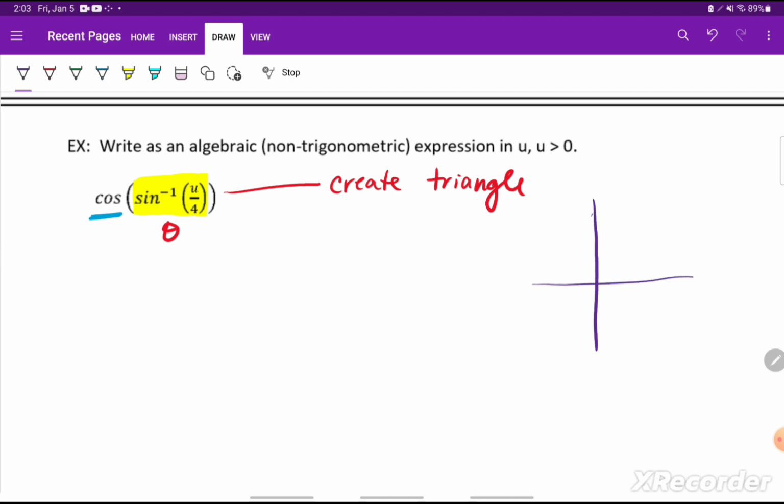So sine inverse is defined in quadrants 1 and 4. In the directions, it said that u is positive. So if u is positive and the 4 is positive, that means that we've got a positive here, so our triangle has to be in quadrant 1.